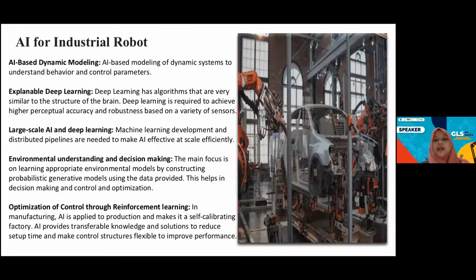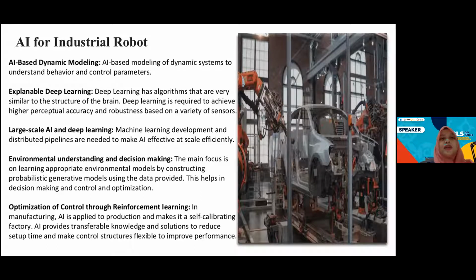So in industry, industrial robots help humans with production processes, for example, arm robots and collaborative robots. These arm robots and collaborative robots can be programmed with certain behavior and control parameters.